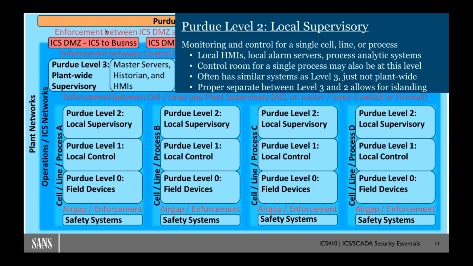So level 3 systems, the master server and historian in the HMI subnet, right here in this network subnet, look a lot like the machines we have down here in Purdue level 2 local supervisory. The only difference is the scope of the system. Is it plant-wide or is it isolated to one single process?